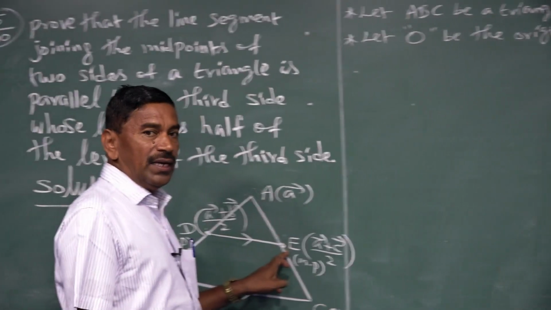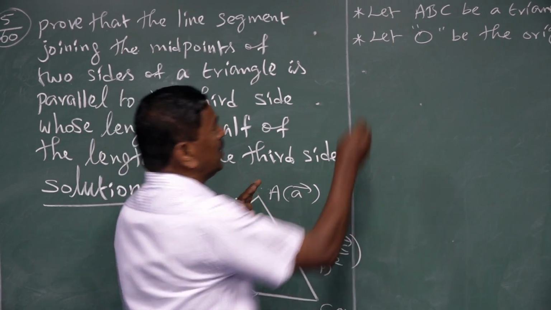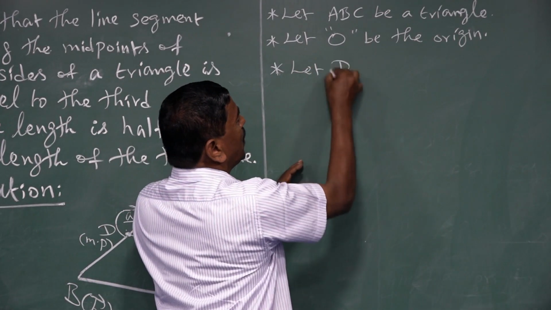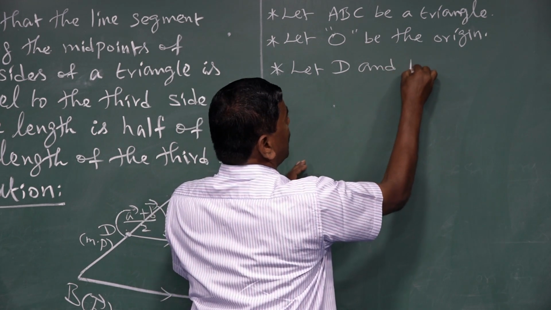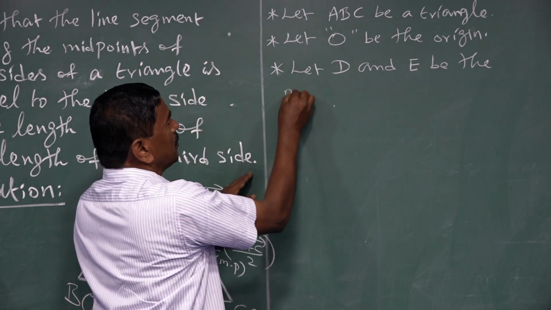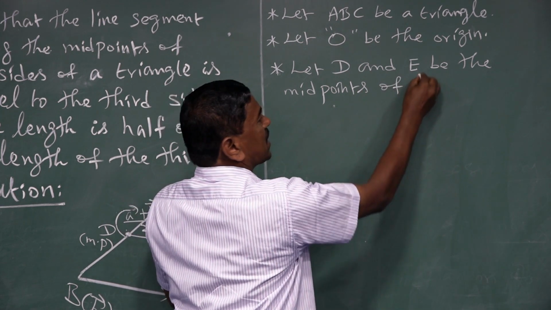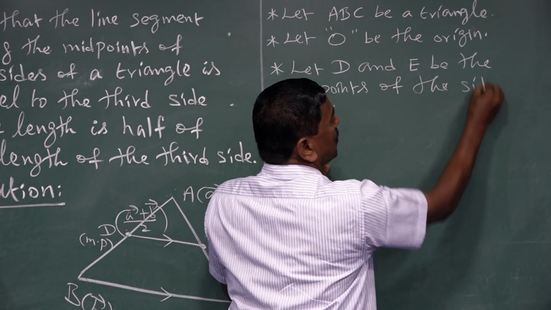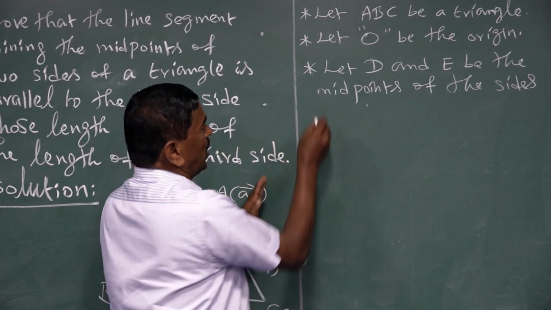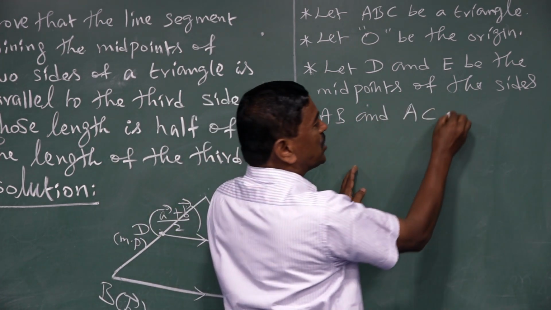Now, let D and E be the midpoints of the sides AB and AC respectively, which is the third point. Let D and E be the midpoints of the sides AB and AC respectively.